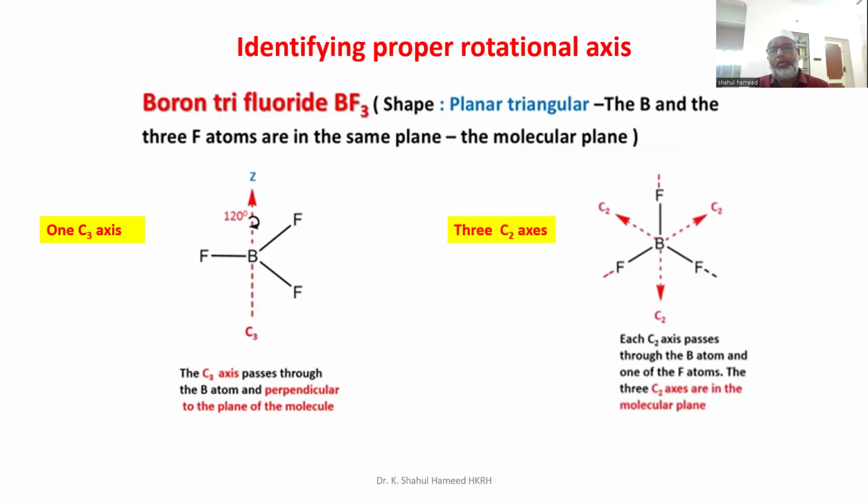Similarly, boron trifluoride also contains C2 axes. That is 3 C2 axes. Each C2 axis passes through the boron atom and one of the 3 fluorine atoms. The 3 C2 axes are in the molecular plane. During the rotation, we get an indistinguishable structure. Thus, boron trifluoride contains 2 proper rotation axes. One is C3, another one is C2.